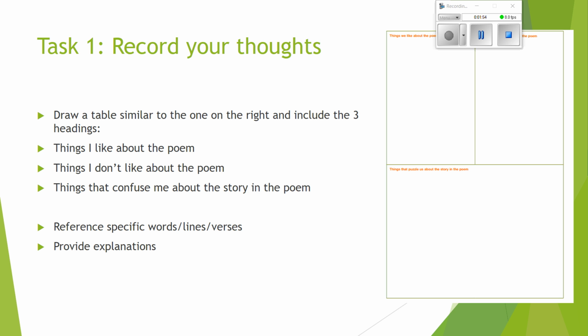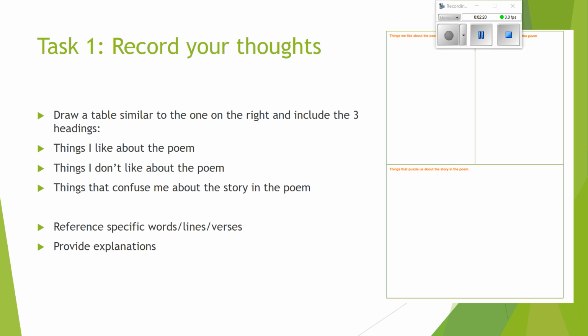Our first task is to record your thoughts. So as you can see on the right, we've got a table which has 3 headings. The first heading is things that I like about the poem, things I don't like about the poem, and the final one is things that confuse me about the story in the poem. So what I would like you to do is to either draw a table like this, similar on the right hand side, or you can do it in 3 subheadings below each other. I don't mind, whichever you would prefer to do.